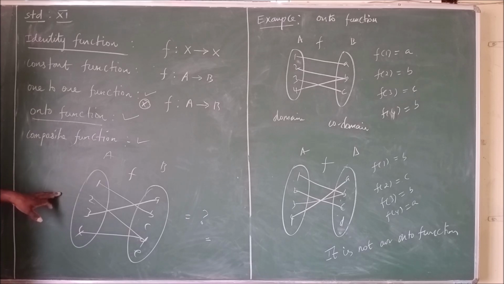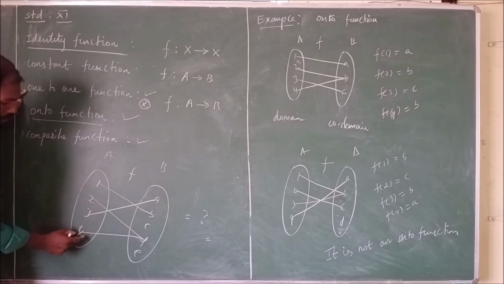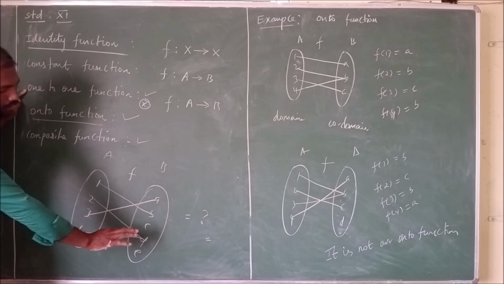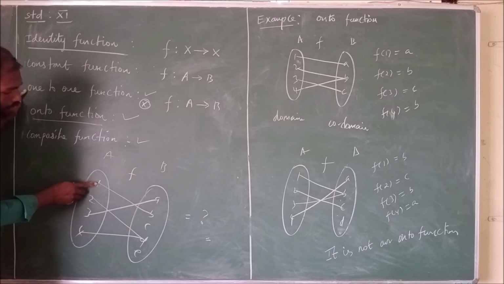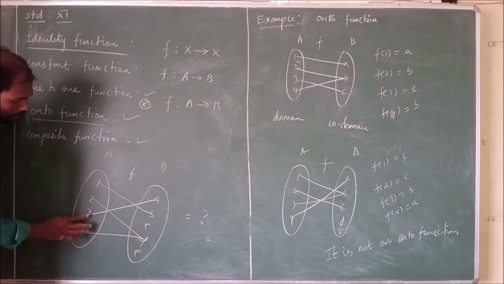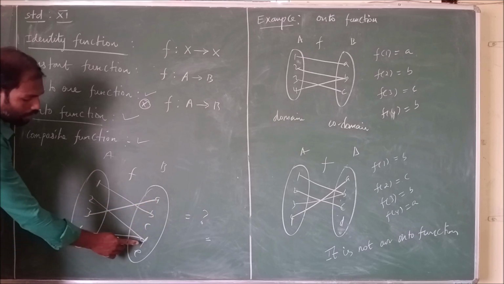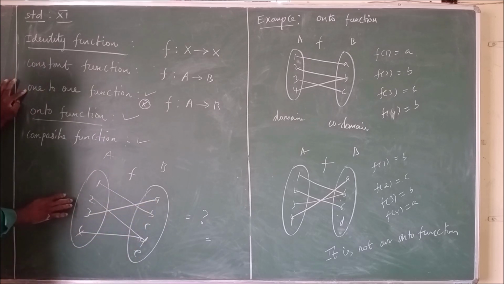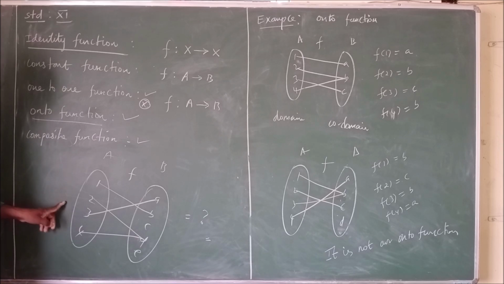For this mapping, first you have to check whether it is a one-to-one function or not. The basic definition for a one-to-one function: every image in the codomain has at most one pre-image in the domain. So 1 is the image of B, 2 is the image of D, 3 is the image of A, 4 is also the image of D. So it is not a one-to-one function. Clear that it is not one-to-one.